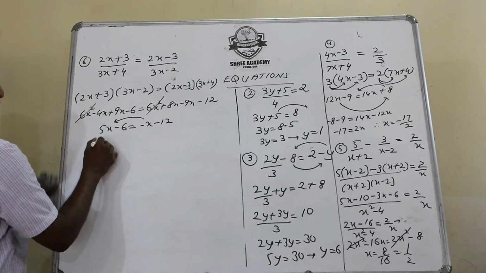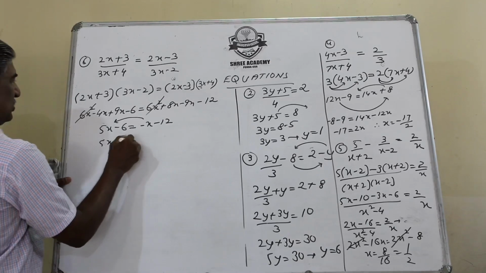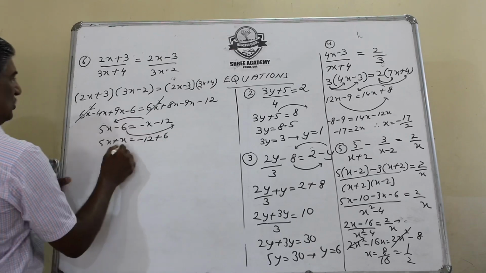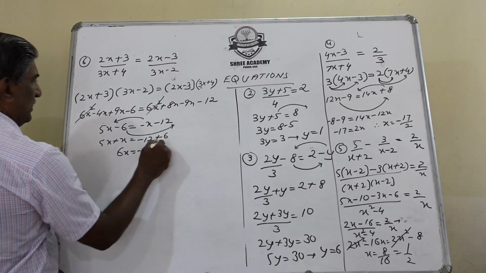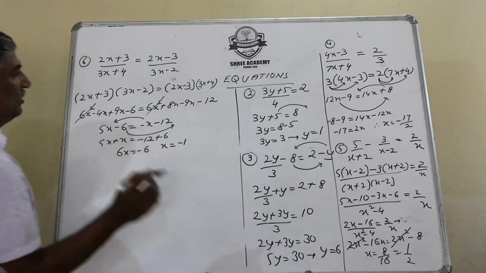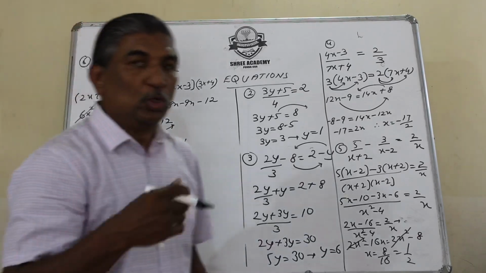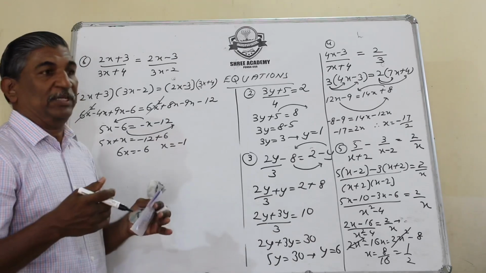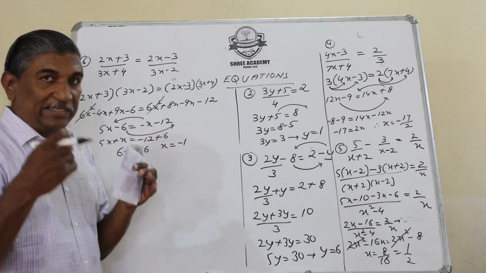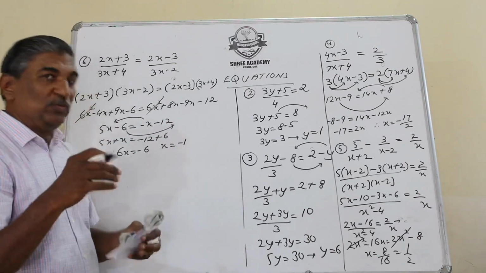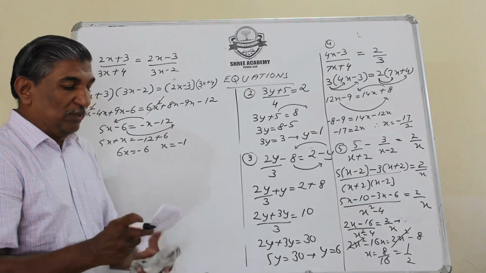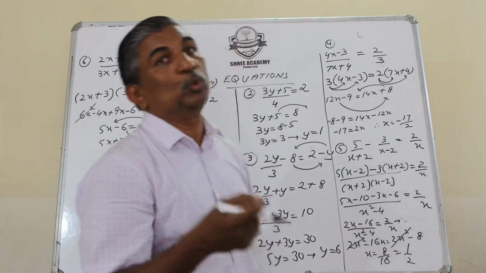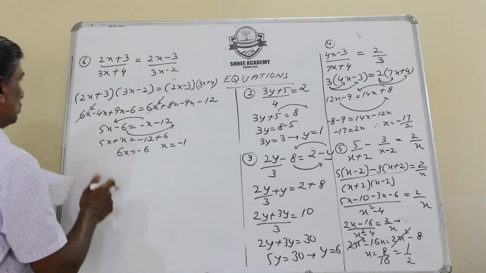Bring this minus 6 here, this becomes 5x plus 6. Bring this minus 12, this will be minus 12 plus 6. So this is 6x is equal to minus 6, x is equal to minus 1. Kindly remember, please do not miss any step, because in any examination, the examiner always sees the steps which you are doing. Even though your answer may be correct, if you are skipping some steps, remember you are bound to lose marks. So please do not do like that.